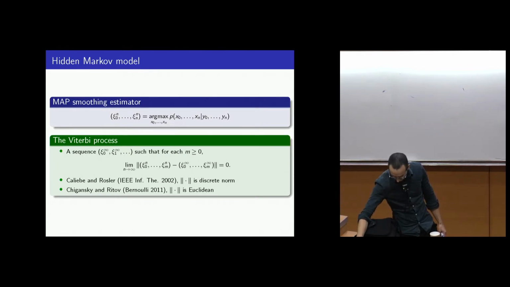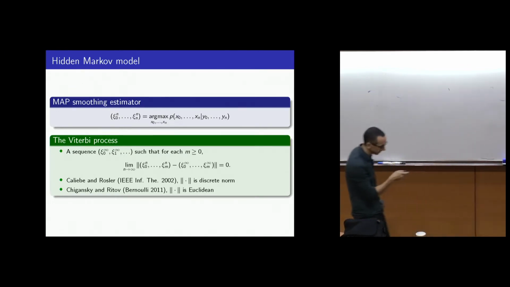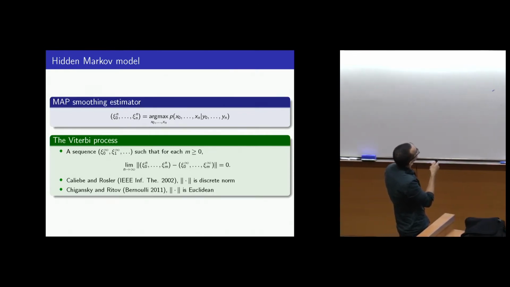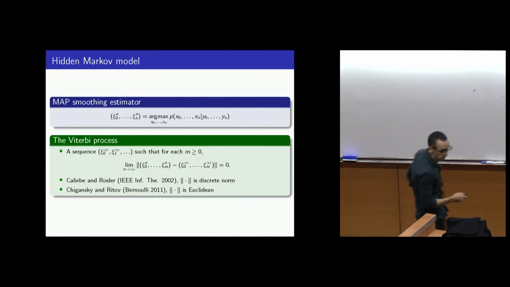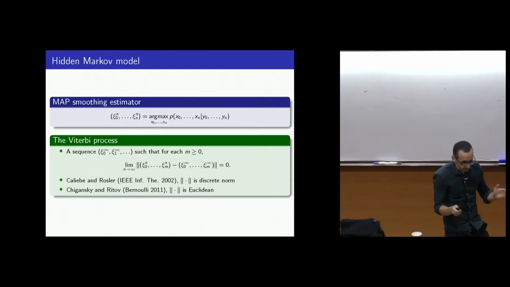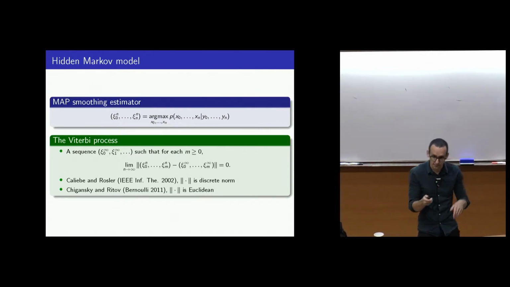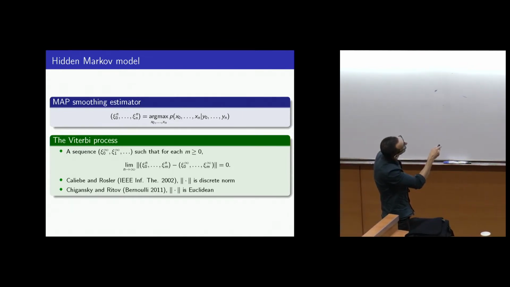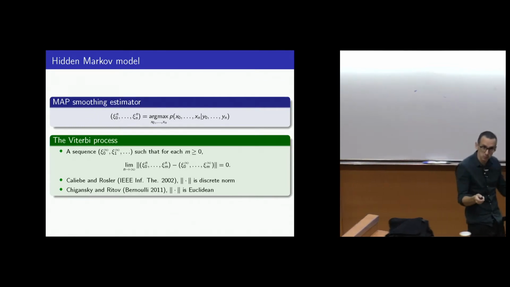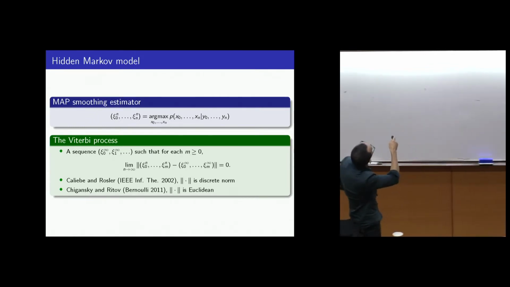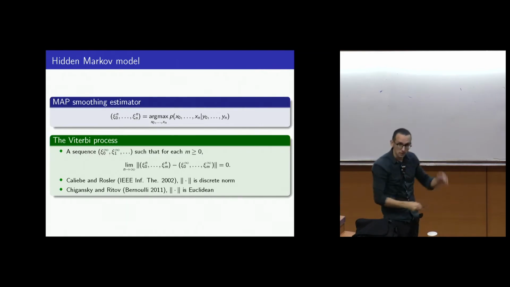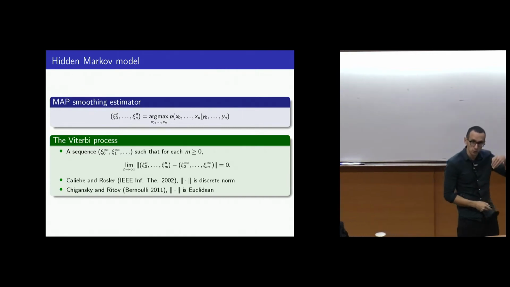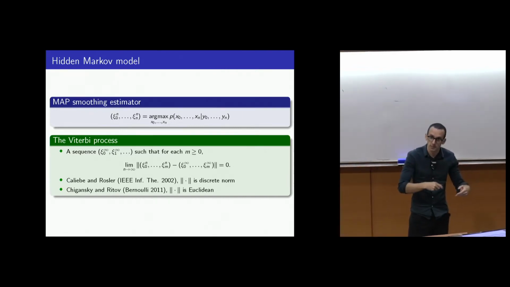And so this is the Viterbi process. It was introduced first in the information theory literature in the context of hidden Markov models with discrete states, a finite number of discrete states. And in this particular paper, the norm appearing there is the discrete norm, the norm associated with the discrete distance. And they treated the observations up here as a sequence of random variables. And the limit here is an almost sure limit with respect to the distribution of the y's induced by the HMM.